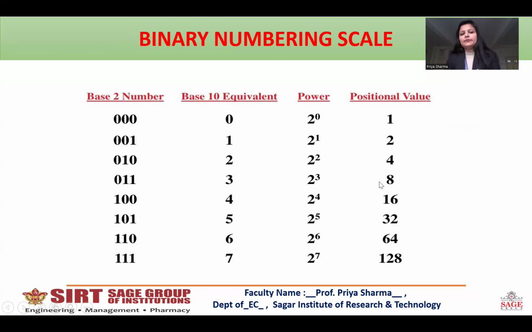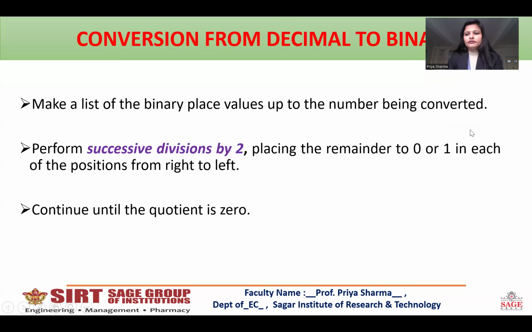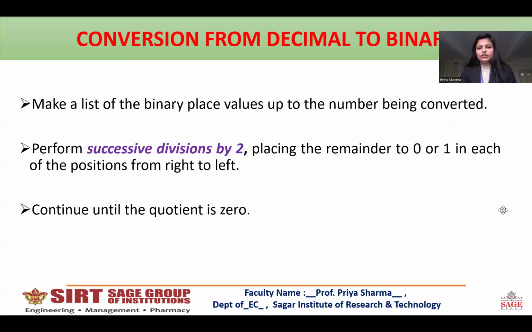This is the binary number scaling. We have taken 3-bit binary numbers from 0 to 7. This is the decimal equivalent of all of them. This is how powers are taken, and these are their positional values. Now conversion starts from decimal to binary.